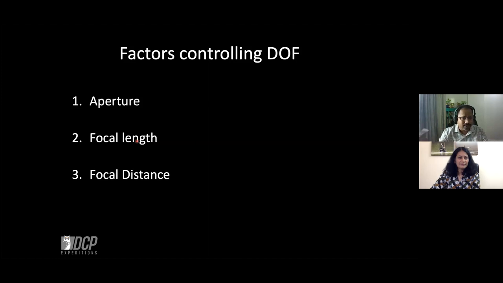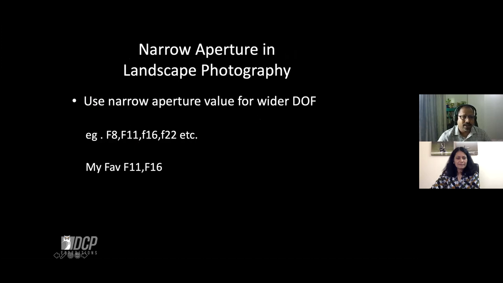What is focal distance in that case? Focal distance, guys, is nothing but the distance between me and my subject, and that is what is important. So depth of field is not only controlled by aperture, it is also controlled by the focal length of the lens and the focal distance. So what are the best apertures in landscape photography?